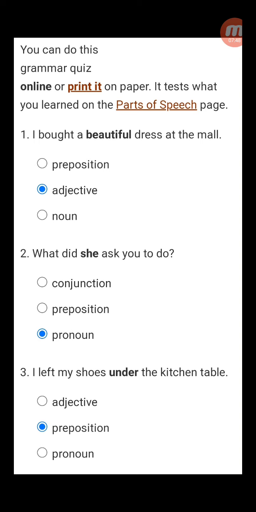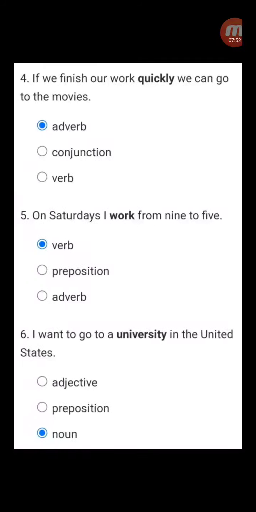Pronoun. I left my shoes under the kitchen table. Under is a preposition. If we finish our work quickly, we can go to the movies. Adverbs. Quickly. Quick is an adjective, and ly is a suffix, so it makes an adverb.